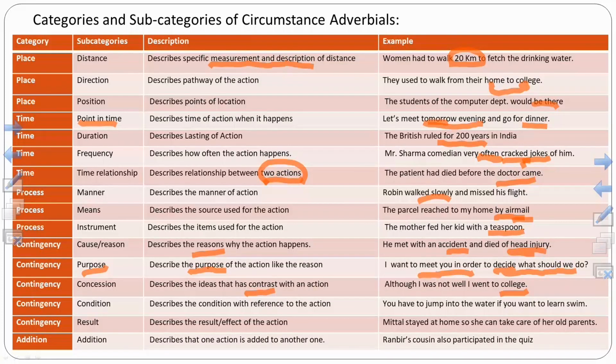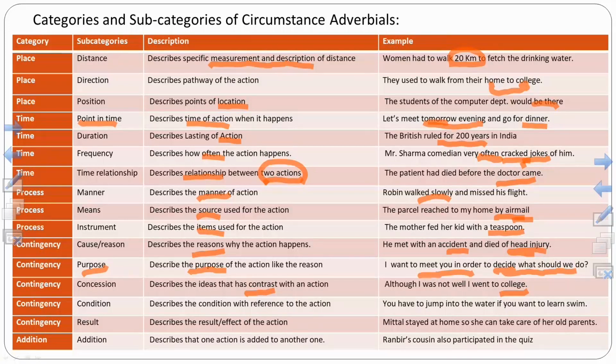You can see the items that we used here for the action: the source, the manner, the relationship, how often. It describes lasting of action, meaning the time. It describes time of action, at what time. It describes points of location. So these are the keywords that we need to keep in mind while identifying a particular adverbial.